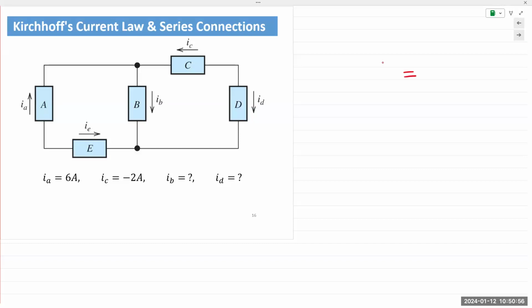So if you take any junction, let's say IA, IB, IC, and ID. Currents entering this junction are IA and IB. So I put them on the left-hand side of the equation. So you get IA plus IB. And currents leaving are IC and ID. And that's it. You have my KCL equation.